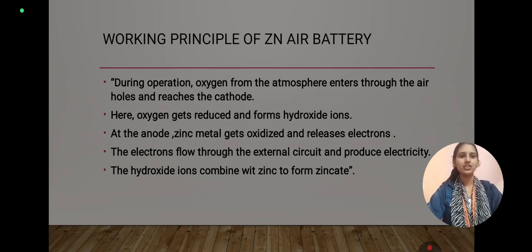Working principle of a zinc air battery. During operation of the zinc air battery, oxygen from the atmosphere enters through the air holes and reaches the cathode. Here oxygen gets reduced to form hydroxide ions. At the anode, zinc metal gets oxidized and releases electrons. The electrons flow through the external circuit and produce electricity. The hydroxide ions combine with the zinc to form zincate.